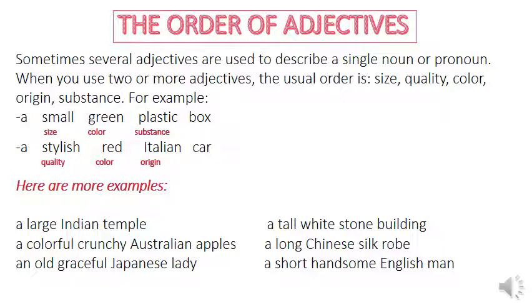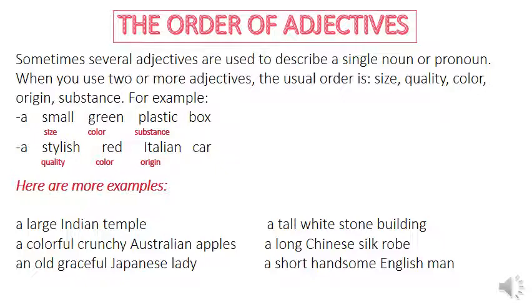So, the second example says a stylish red Italian car, as we said. So we started with the quality, the color, and then the origin. So this order of adjectives is used in describing something or someone. So you have to follow this order. Let's read some more examples. For example, we have a large Italian temple. So we started with the size and then the origin.